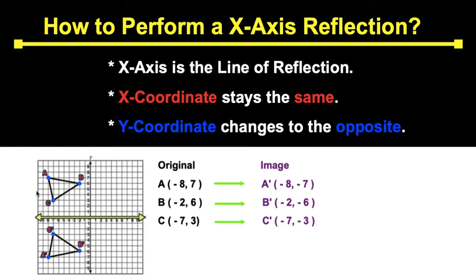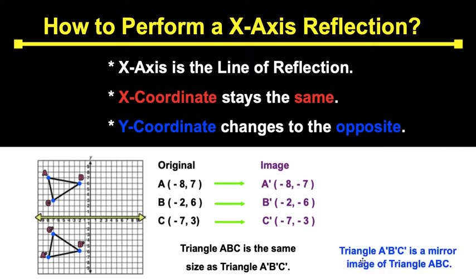Please notice that both of these triangles, triangle ABC and triangle A prime, B prime, C prime, are the same size. One important thing that I'd like you to notice also is that triangle A prime, B prime, C prime is an exact mirror image of triangle ABC.